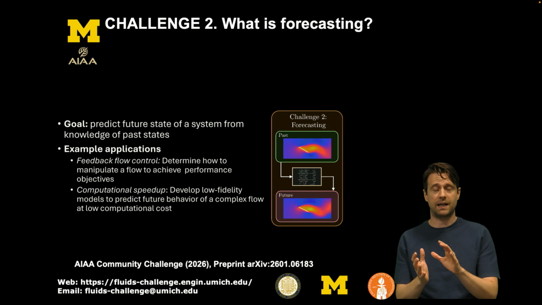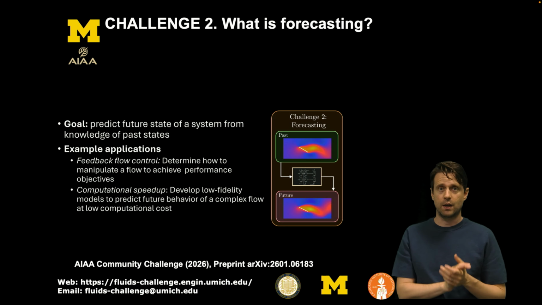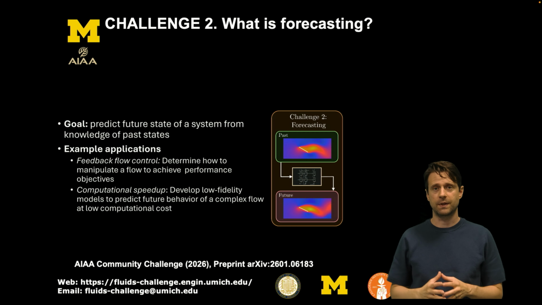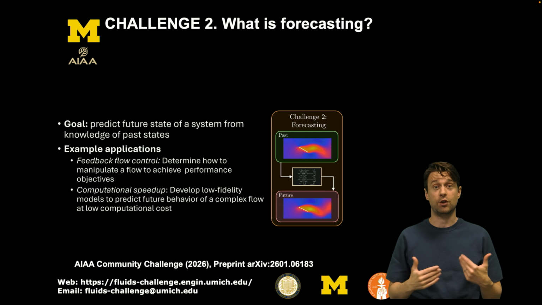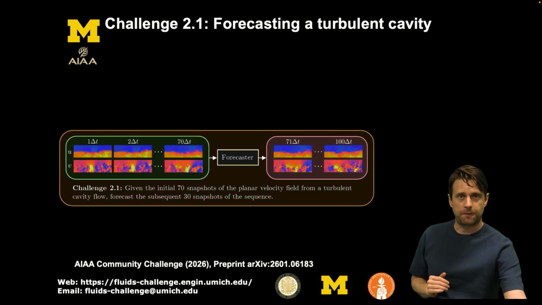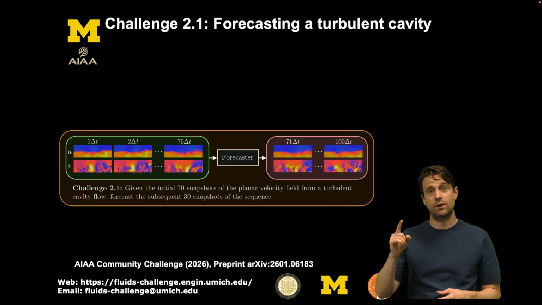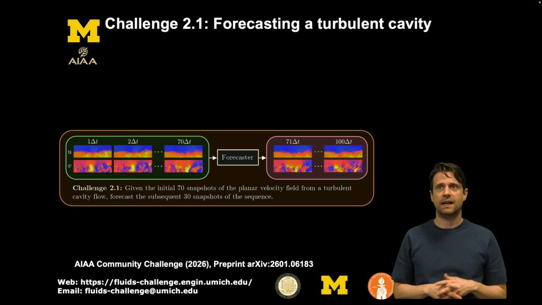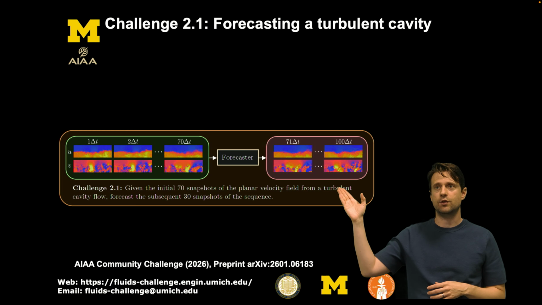So basically combining a good compression, challenge number 1, with good forecasting, challenge number 2, allows us to get pretty good reduced order models. Now, the first half of this challenge, challenge 2.1, is forecasting a turbulent cavity. So basically this case that you can see here.